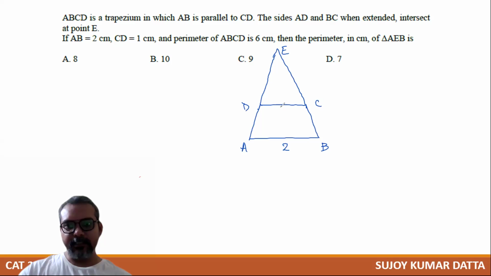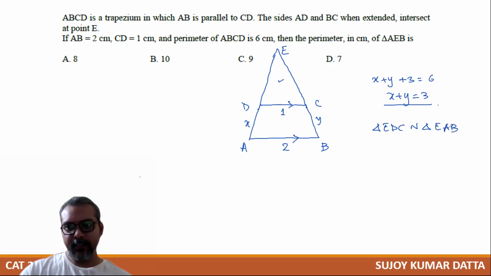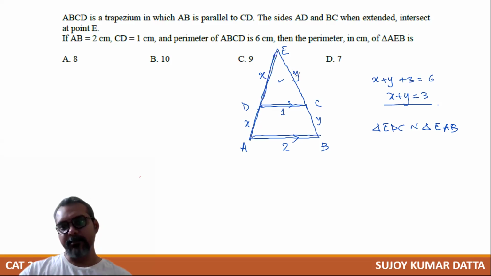Now they have said AB is 2, CD is 1, and perimeter of ABCD is 6. So if I take this to be x and y, what we have is x plus y plus 2 plus 1 is 6. So we have x plus y is 3. Now observe, in a trapezium, these two are parallel. So triangle EDC is similar to triangle EAB. Also, the side ratio is 1:2. That means the other sides, ED and EA, will also be 1:2. And that will only be possible if this is also x. So x by 2x will be 1:2. And similarly, this is y. y over 2y is 1:2.